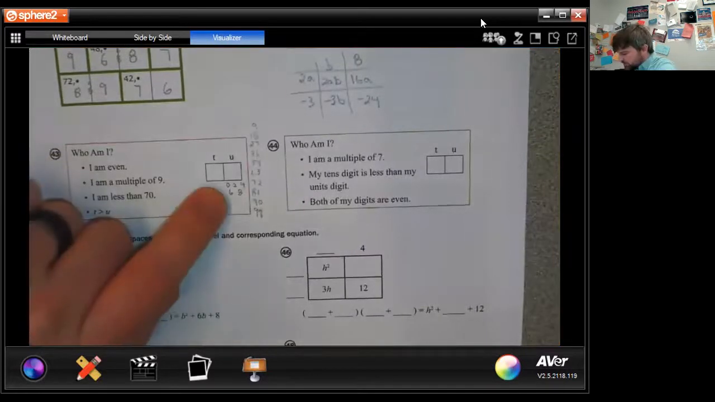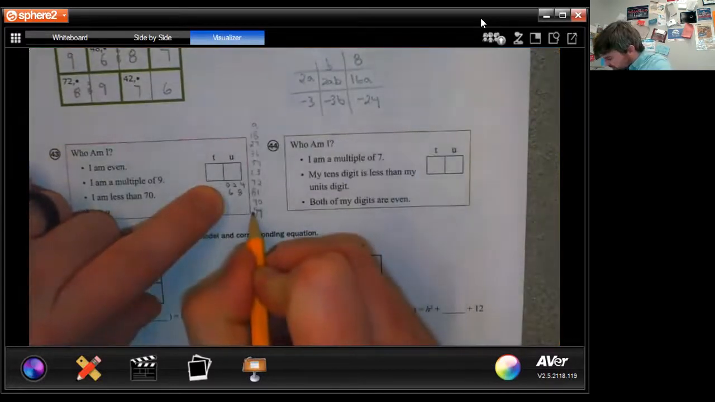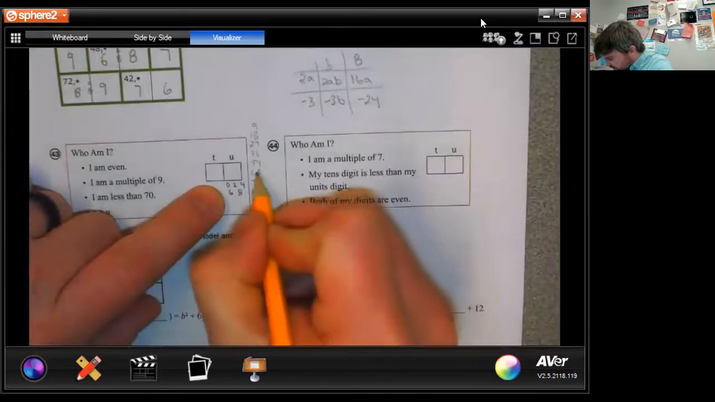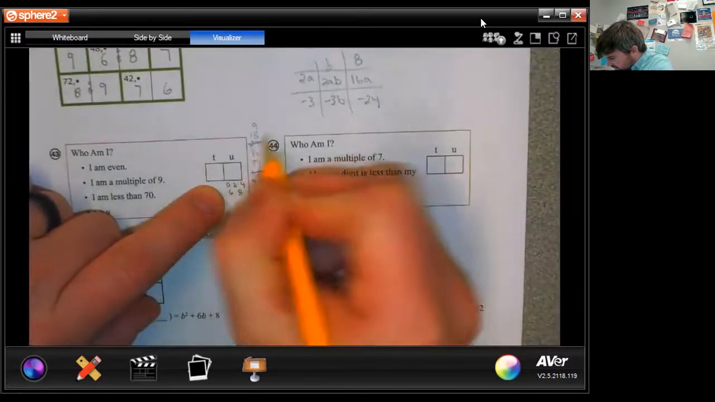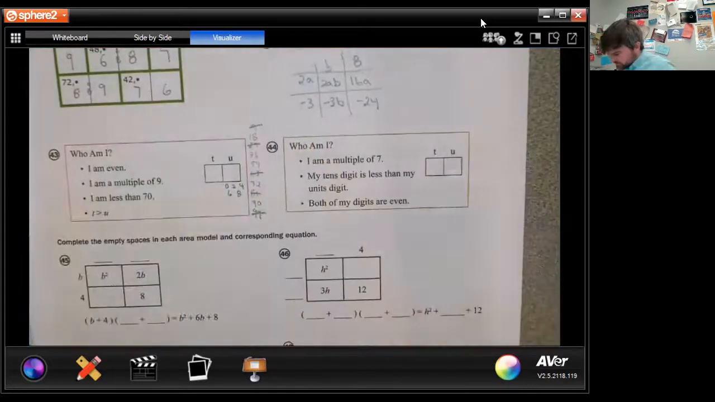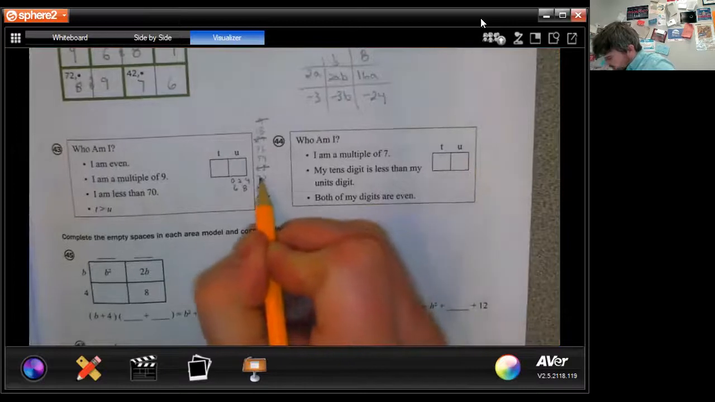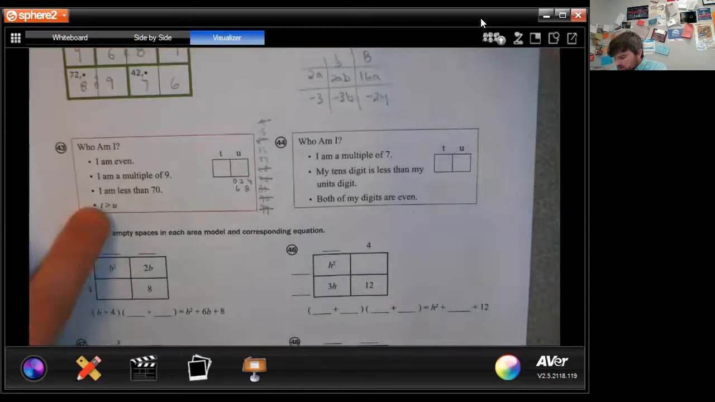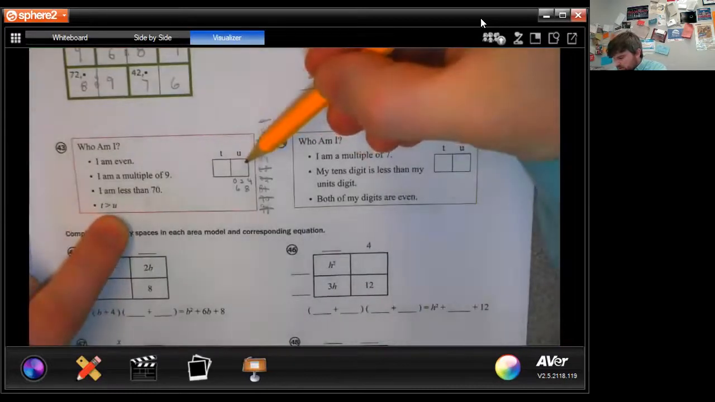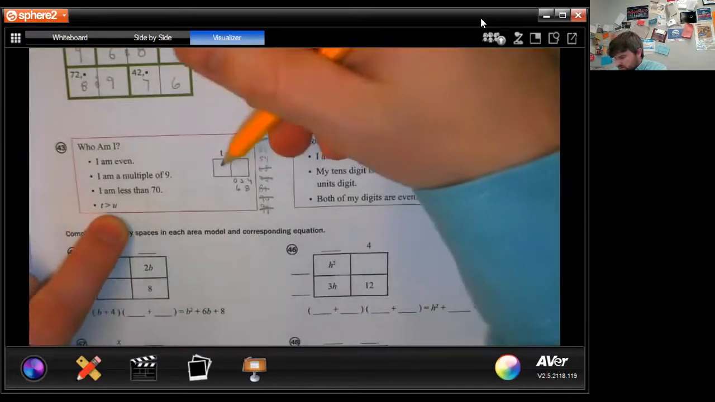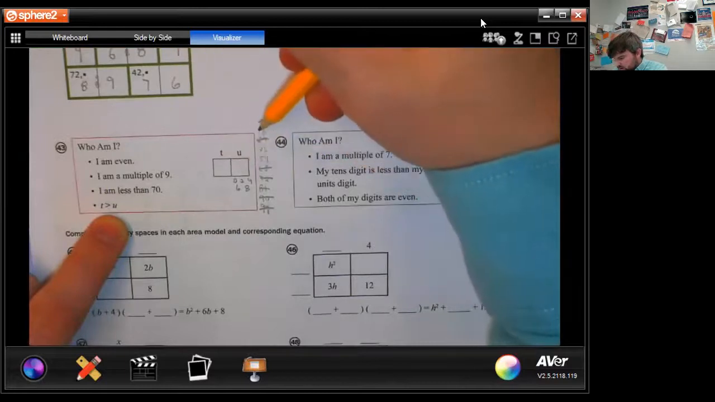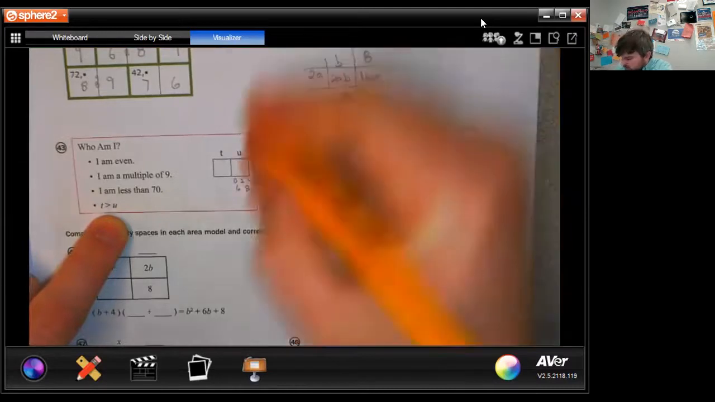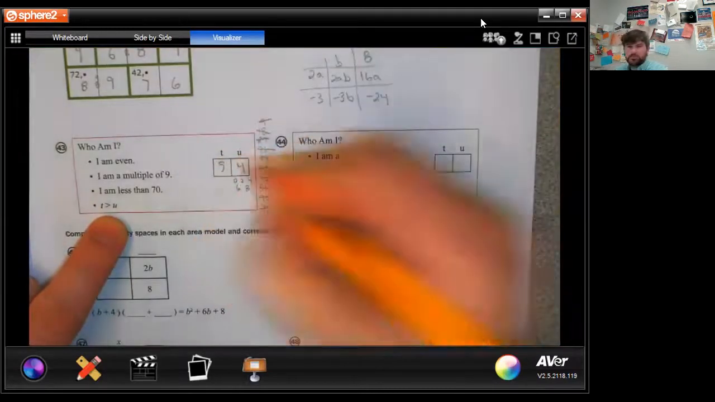Okay, but it's an even number, so I'm gonna get rid of all those that aren't even. So not that one, not that one, not that one, not that one, not that one. Okay, so we got the even ones marked down. I'm less than 70, so it's not this one or this one. And your tens number is bigger than your units number. So 1 is less than 8. So it's not that one. 3 is less than 6. It's not that one. So we got 54 is the number.